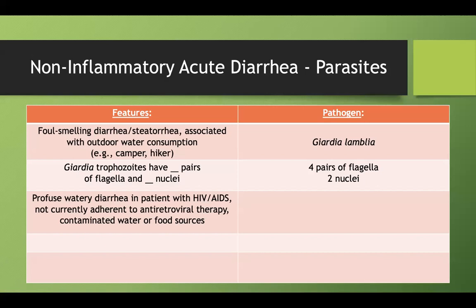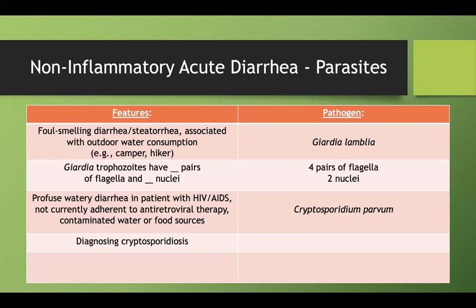What if you saw somebody who has HIV and AIDS and they end up presenting with profuse watery diarrhea and they haven't been taking their antiretroviral medications? This parasite is associated with contaminated food or water sources. So that's going to be something called Cryptosporidium.